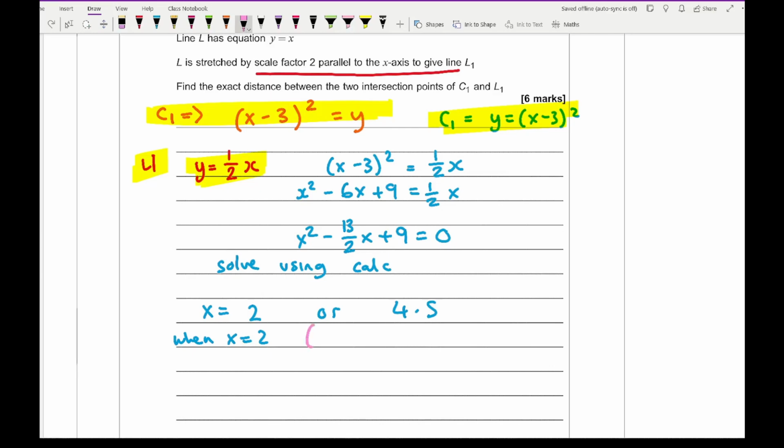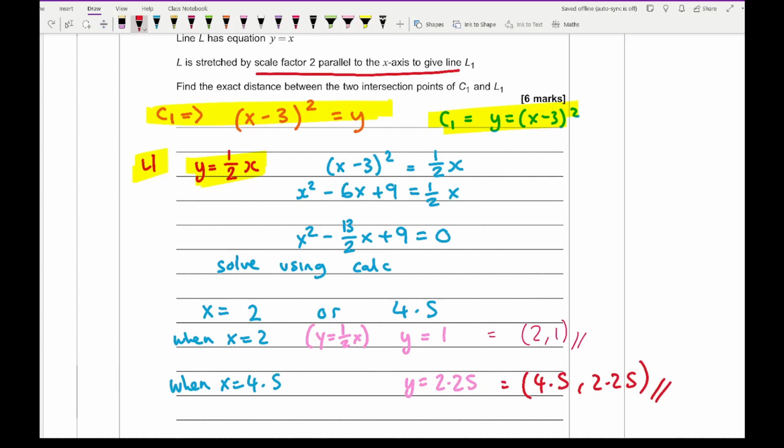So then using y equals a half x, I get y equals 1. So my coordinate then is going to be 2, 1. Then when x equals 4.5, y is going to equal half of that, which is 2.25. So my second coordinate therefore is going to be 4.5 and 2.25.